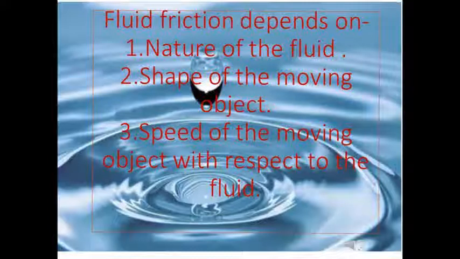When an object is moving in the liquid, its fluid friction value depends upon the direction in which the object is moving. If the object is moving in the direction of liquid flow, its fluid friction value is less. If the object is moving in the direction opposite to the liquid flow, its fluid friction value is more. When an object is moving in the air, it experiences air resistance. Air resistance values increase by increasing the speed of the moving object.